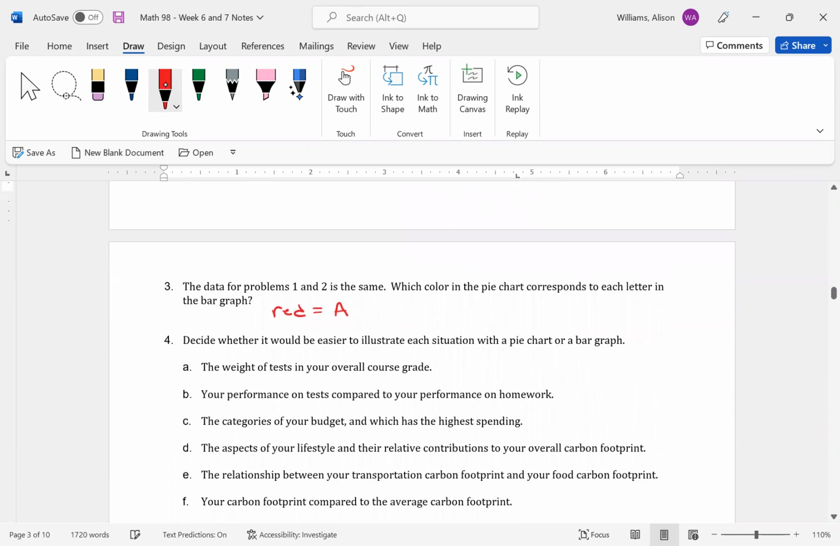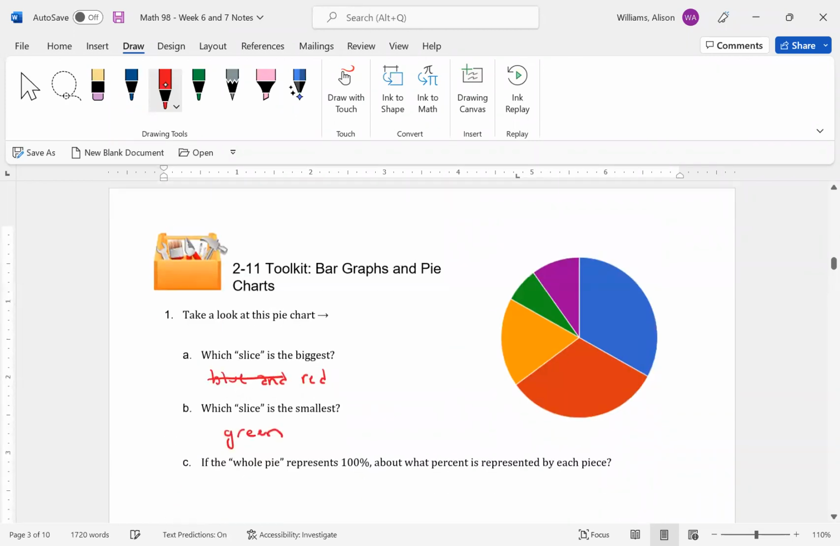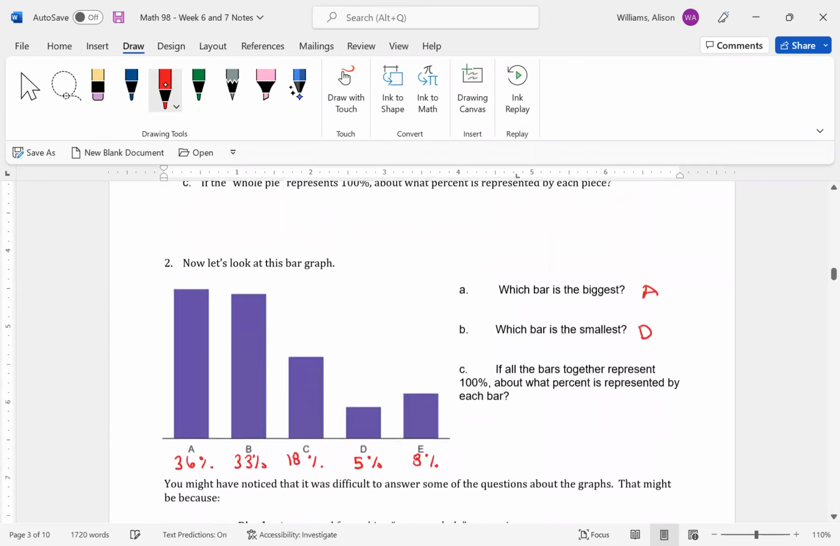All right. That would mean then that blue would match B. Orange would match C.